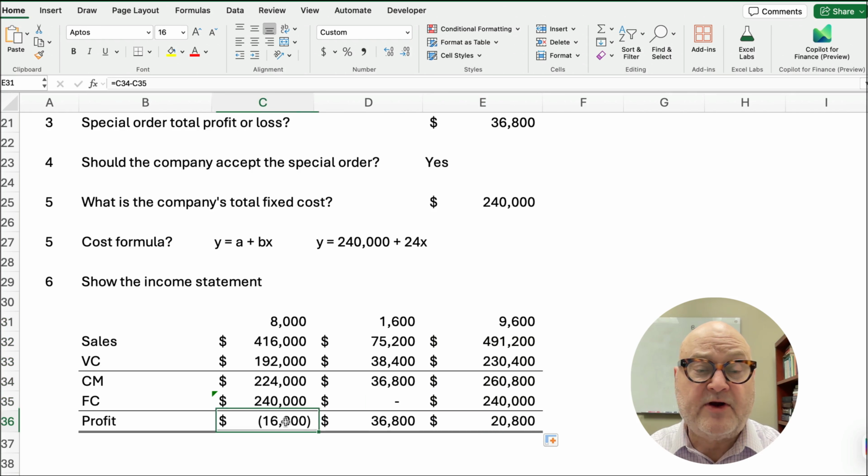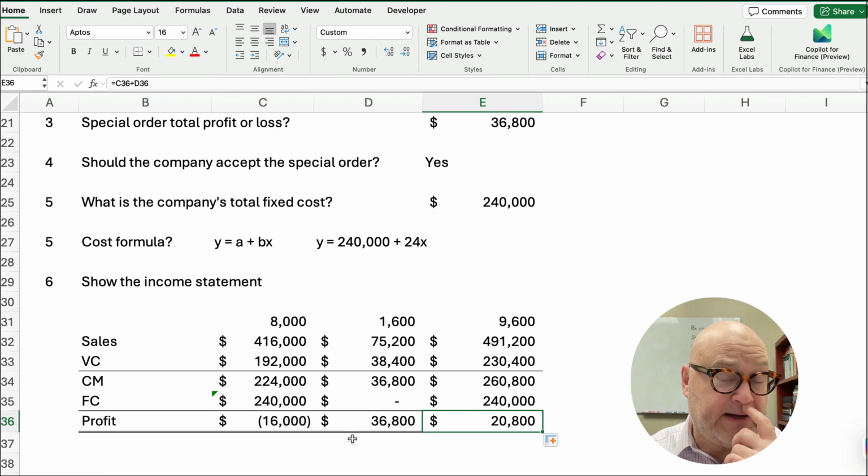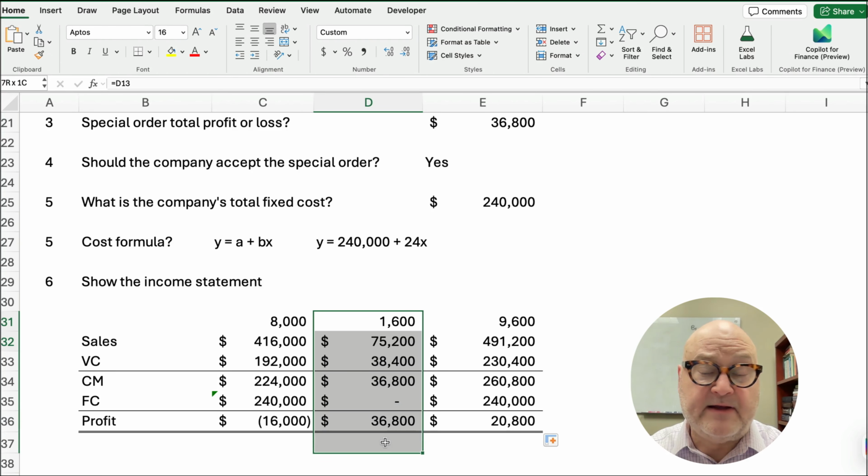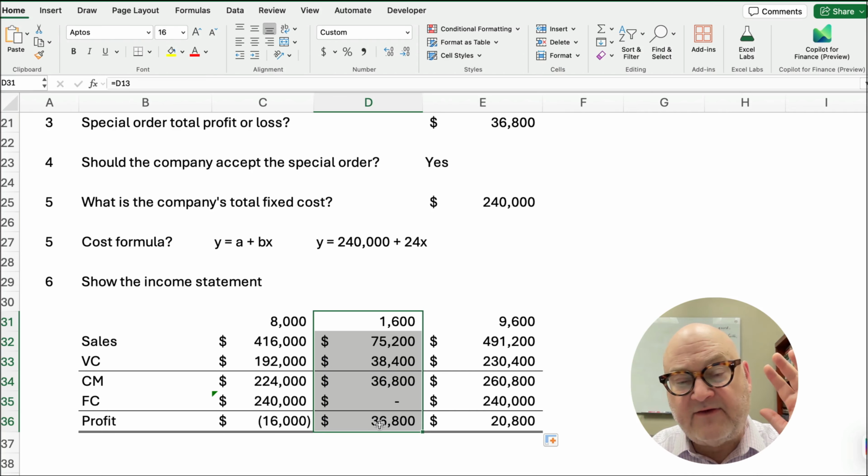And what happens is we're turning a $16,000 loss into a $20,800 profit. So everybody's happy at your work when you accept this order, because you went from a total loss to a total profit by just selling 1,600 more at way above the variable cost. So a problem like this, special order, you have to know what your total fixed costs are, and you have to be confident that that does not change. Unless we're told otherwise, we assume that fixed cost does not change, and our variable cost is always the cost of the next item.